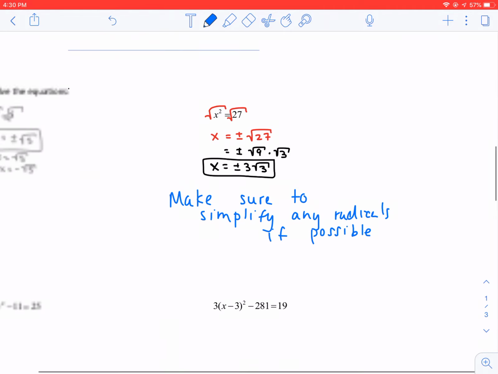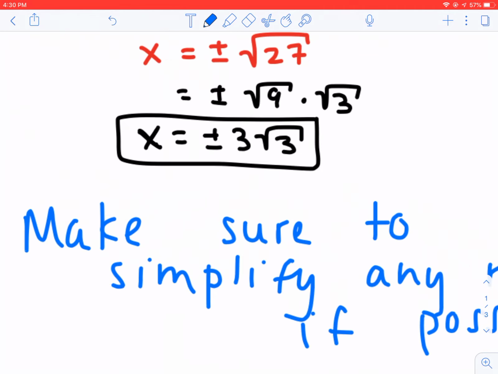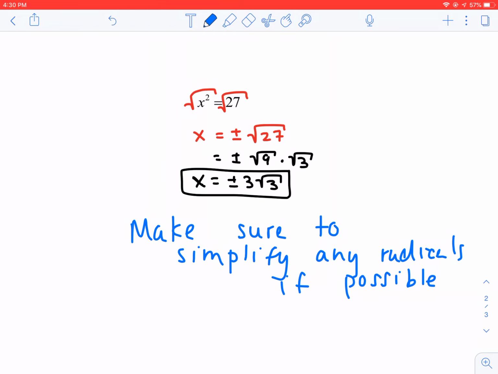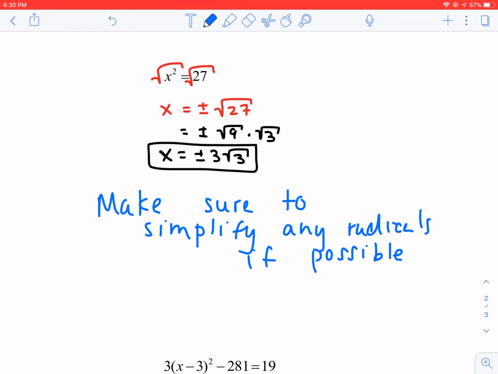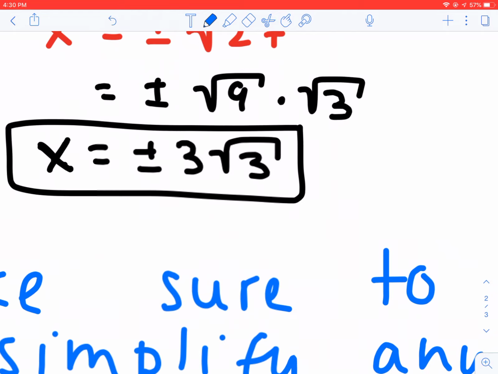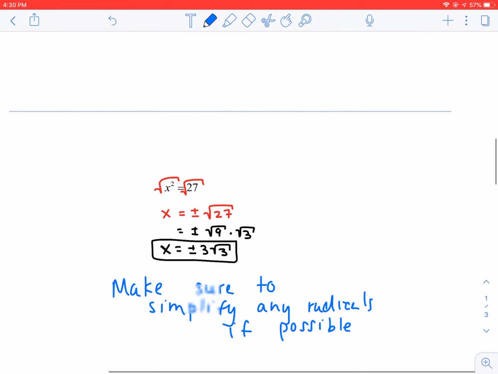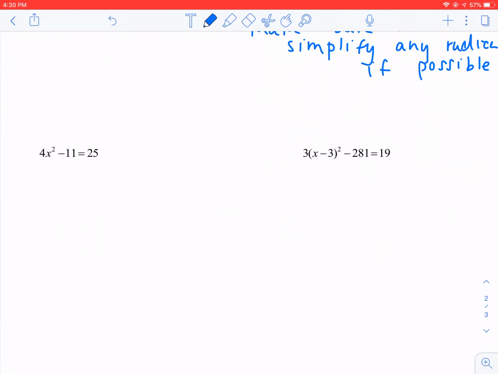Alright, so the answer doesn't always have to be a nice number. You could have radicals left in your answer, and that's completely fine. It just means our x values here are irrational. Right? As a decimal, they go on forever with no pattern. But you don't ever want to write the decimal. You don't want to type this into your calculator. Right? You want to leave your answer just like this.